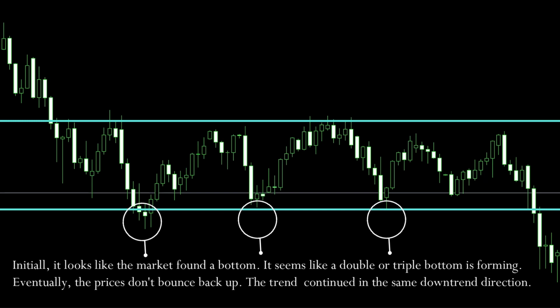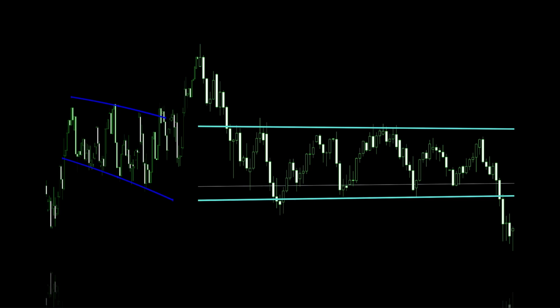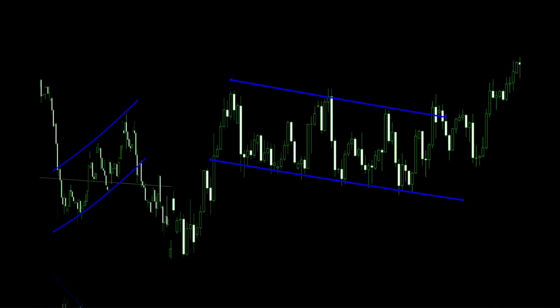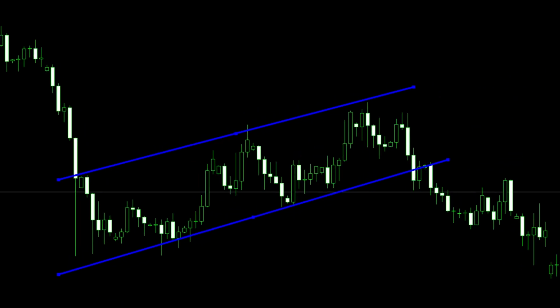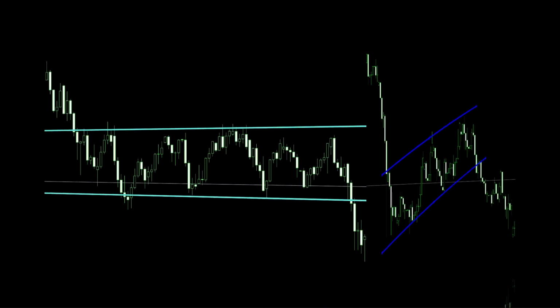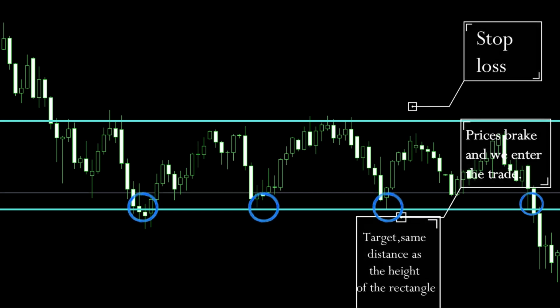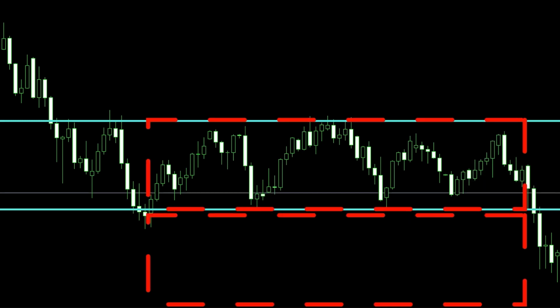A bullish rectangle is an area of consolidation during an uptrend, while a bearish one is the opposite in a downtrend. Again, we trade based on the height of the rectangle. After the breakout, we put our profit taking at the same height. Now, many of you might ask why this is so similar in so many patterns. Well, the idea is very simple.